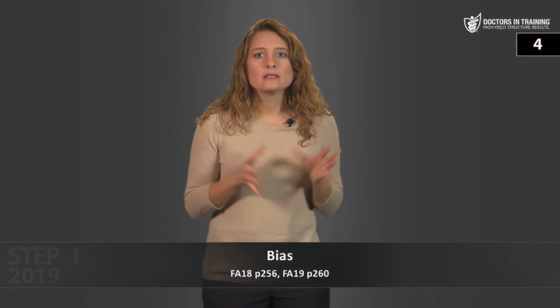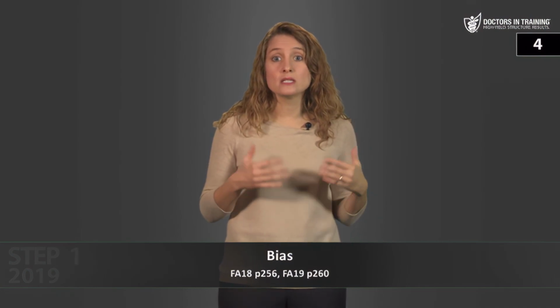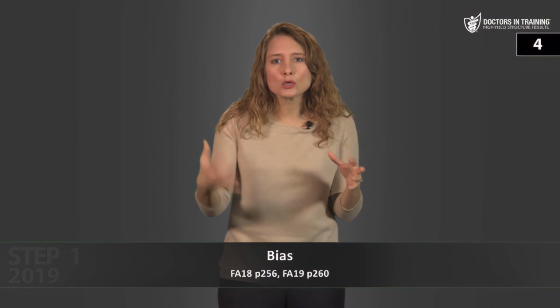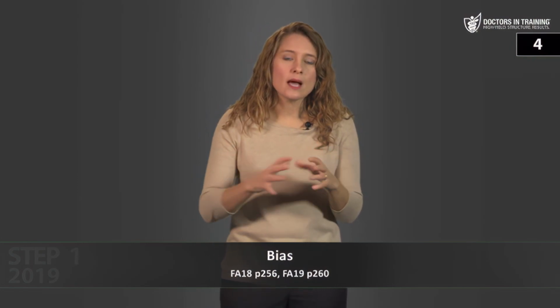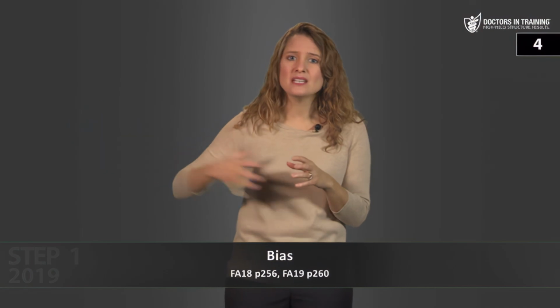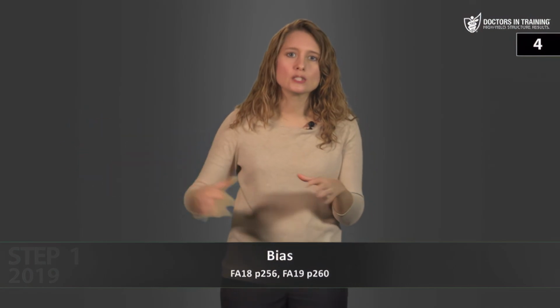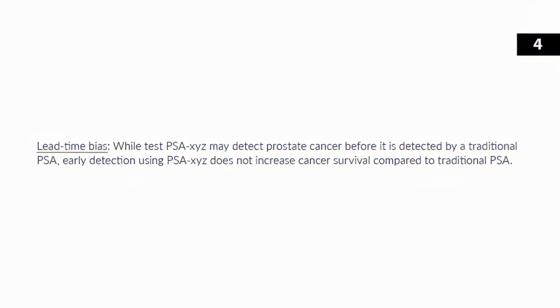Next, lead time bias. Lead time bias results from early detection of disease. In some cases, early detection of disease is confused with increased survival. This frequently is seen with improved screening tests. What happens is that early detection of the disease increases the time that a person survives after diagnosis, even if the natural history of that disease is unchanged. The example in your study guide says while test PSA XYZ may detect prostate cancer before it's detected by a traditional PSA, early detection using PSA XYZ does not increase cancer survival compared to traditional PSA.